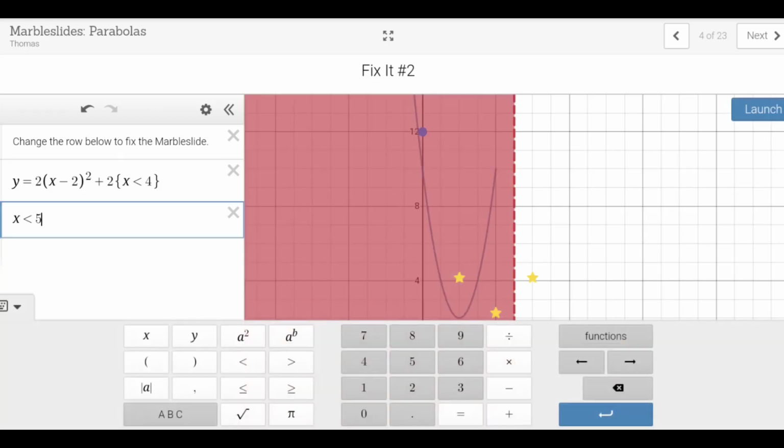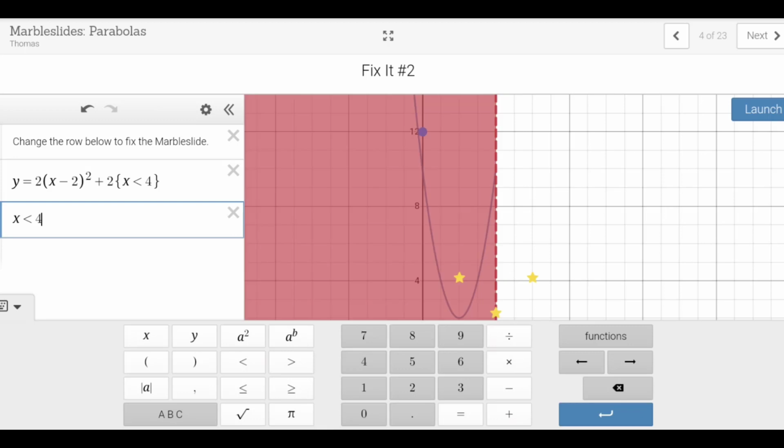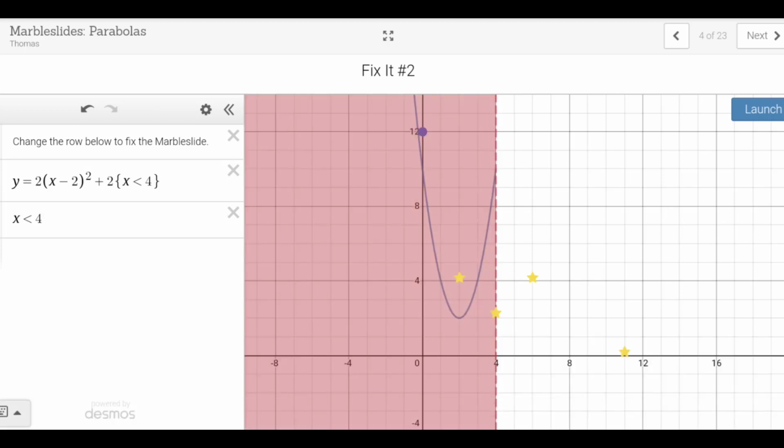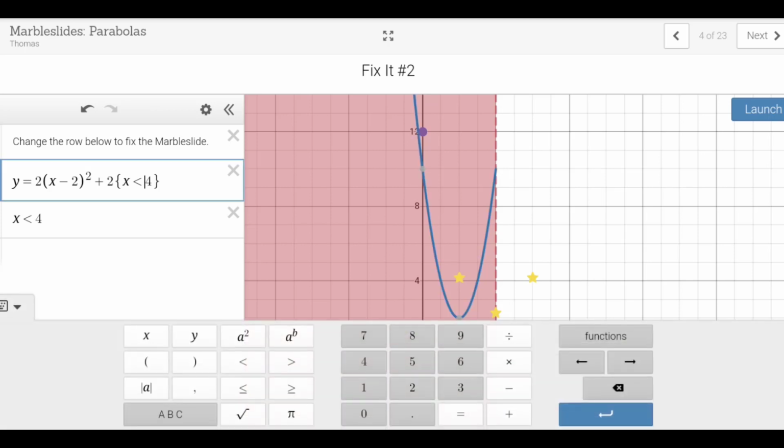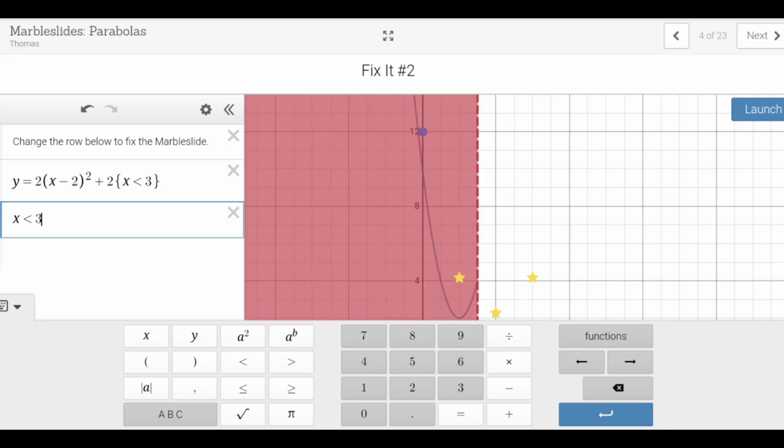I'm going to change this one also so you can see the graph should only go up to 4. It shouldn't go any higher than that because it says x is less than 4. So when you're doing these activities, you have to pay attention to the domain restriction. That'll change your graph. Maybe you want to go a little bit smaller, so maybe we'll change this one to a 3. That means I want my graph to go to 3. Now let's launch it.